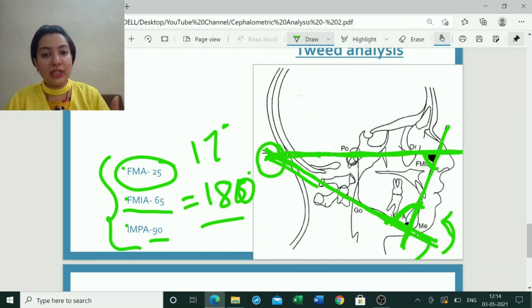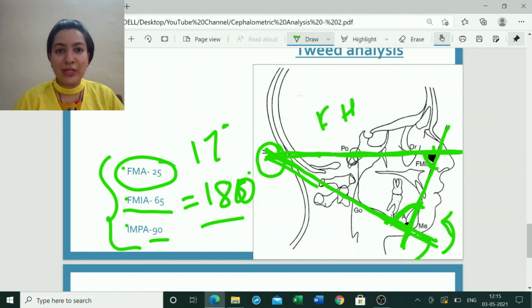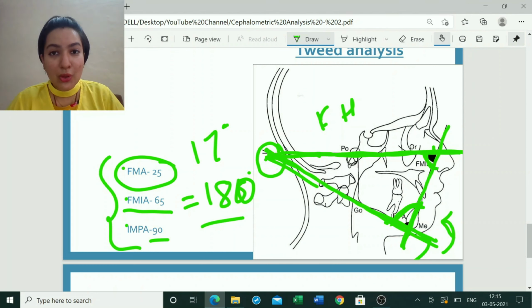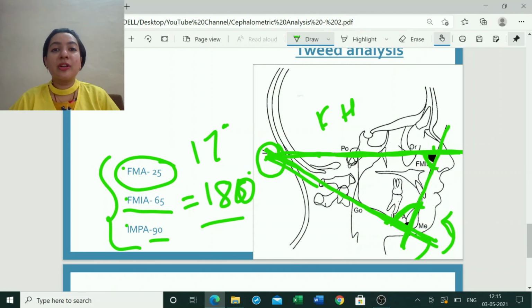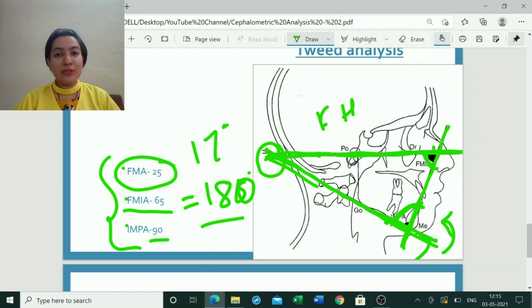Right? This is Frankfurt mandibular angle. So in tweeds, the basic line which he has taken, the horizontal plane which he has considered is your orbitale to porion, which is your Frankfurt horizontal plane. Keeping Frankfurt horizontal plane, he has measured mandibular angle and he has measured the inclination of lower incisors. Okay, so this was tweeds analysis for you. I hope both steiners and tweeds are very much clear to you people.